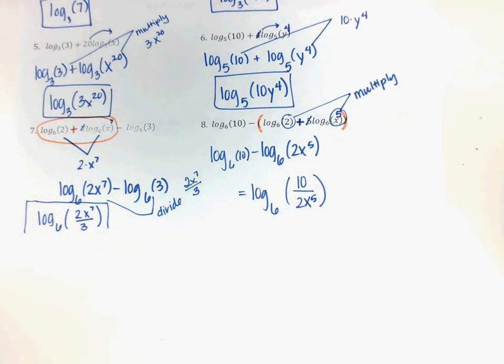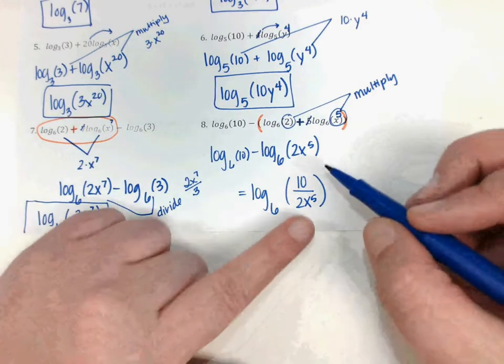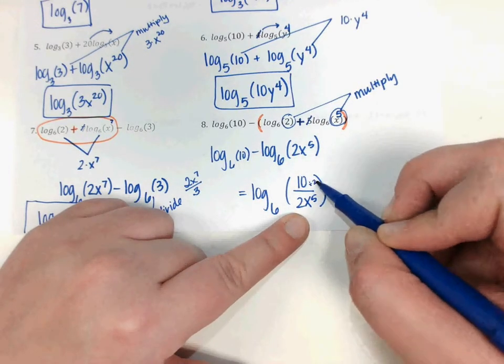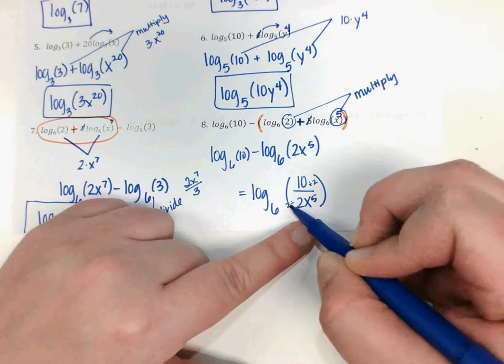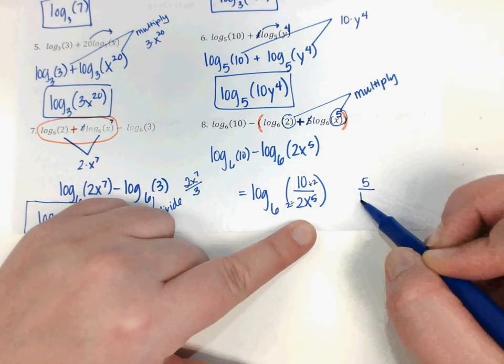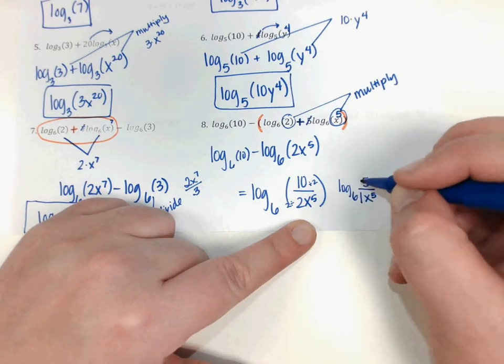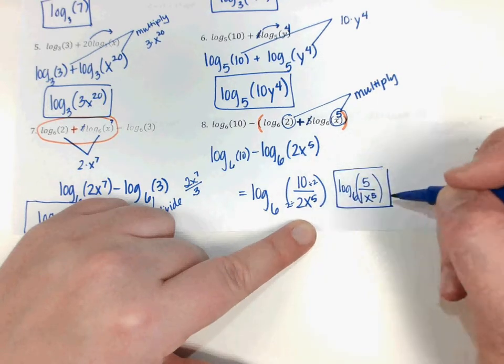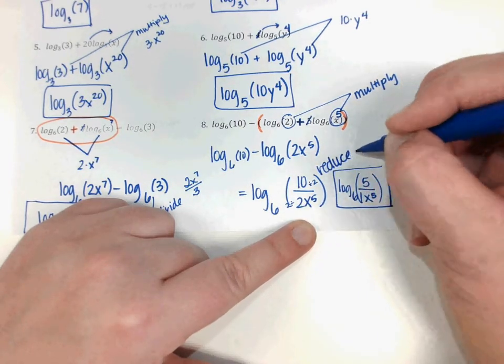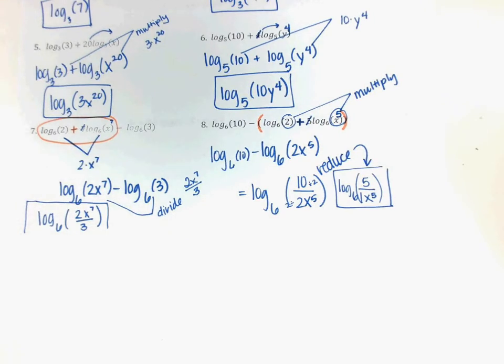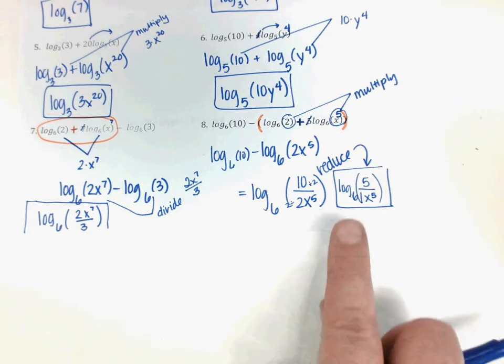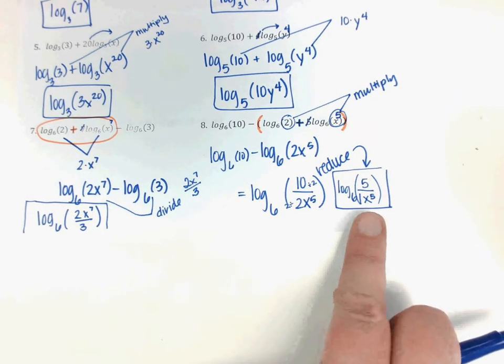Now, is there any part of that fraction that can reduce? Yes. 10 and 2 can both divide by what? 2. So if I divide by 2 on top and I divide by 2 on bottom, that would give me 5 over x to the 5 inside the log though still. Okay, so I'm going to put there reduce. Okay, but technically the first one's not really wrong. It's just not simplified all the way. So if it was multiple choice, you would need to know that you can do that. Make sense?